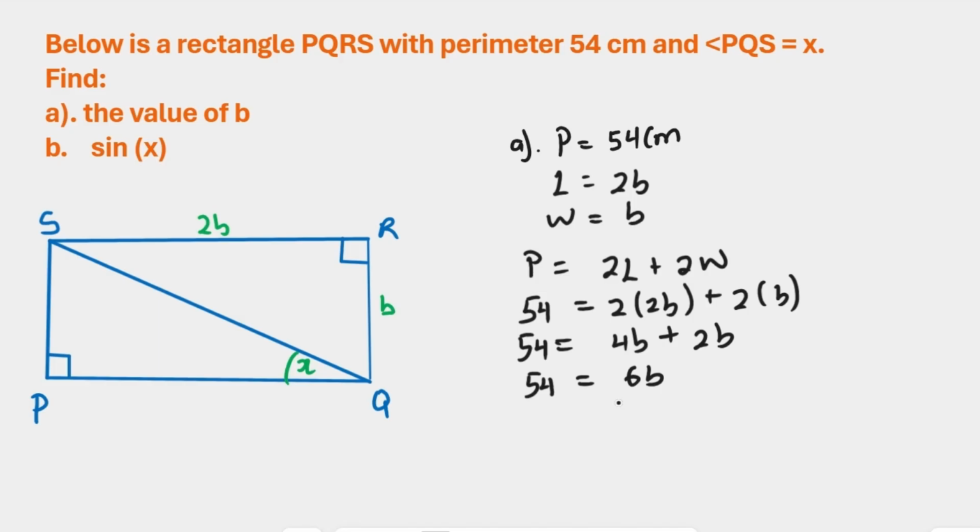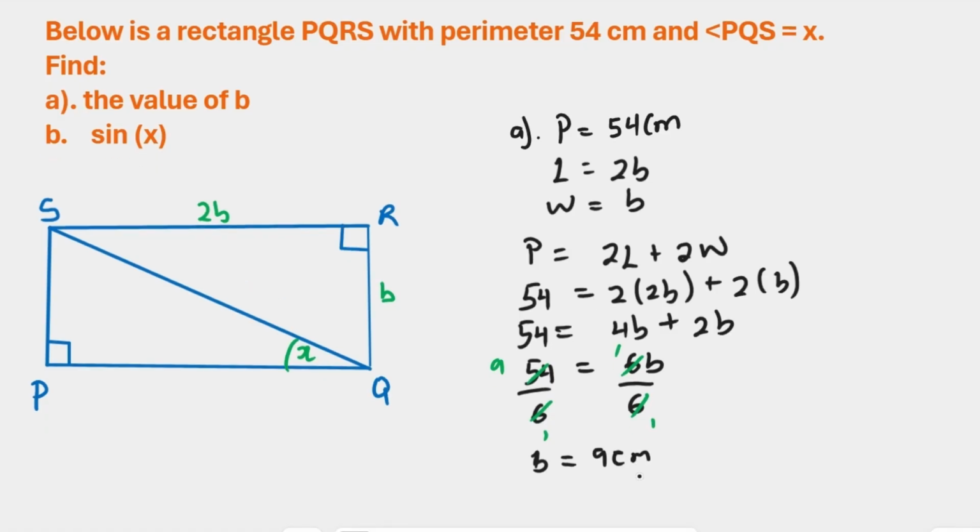How do we find the value of b? We just have to divide both sides by 6. So 6 goes into itself one time, and it goes into 54, 9 times. So that means b is equal to 9. That is going to be 9 centimeters. So we have been able to find the value of b. Let's move on to the next question, that is b.